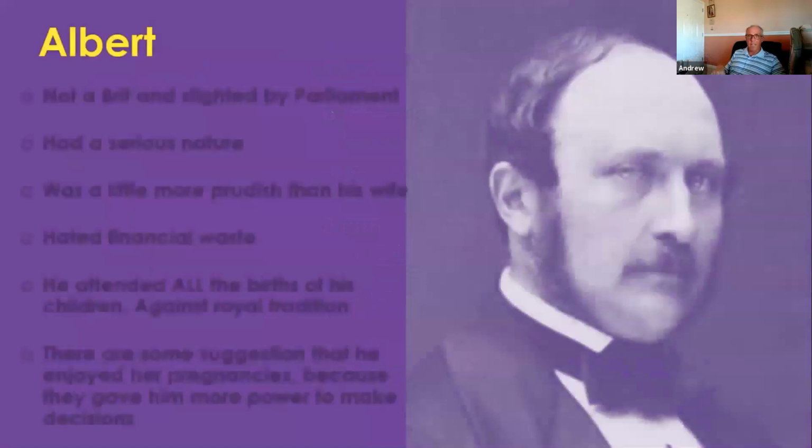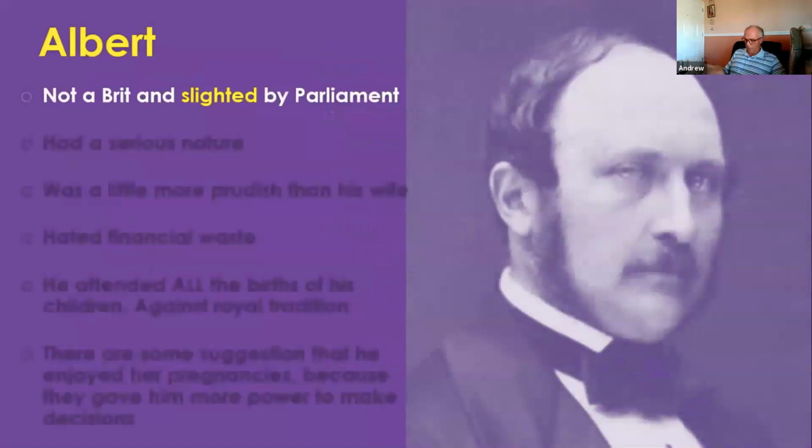Anyway, we need to get to Albert. We haven't talked about him much because I've spent so much time on Victoria. Albert, we know he's German, and his first experience of Britain was not a particularly good one. He was slighted by the British government. He had expected to get 50,000 British pounds, which is probably several million dollars in today's money. He only got 30,000 because the British government didn't want to give money to a German.